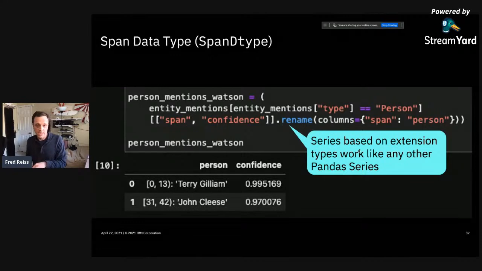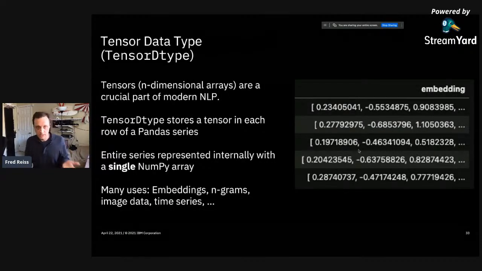The other data type that we add to Pandas in our text extensions for Pandas library is a tensor data type, which we call TensorDtype.